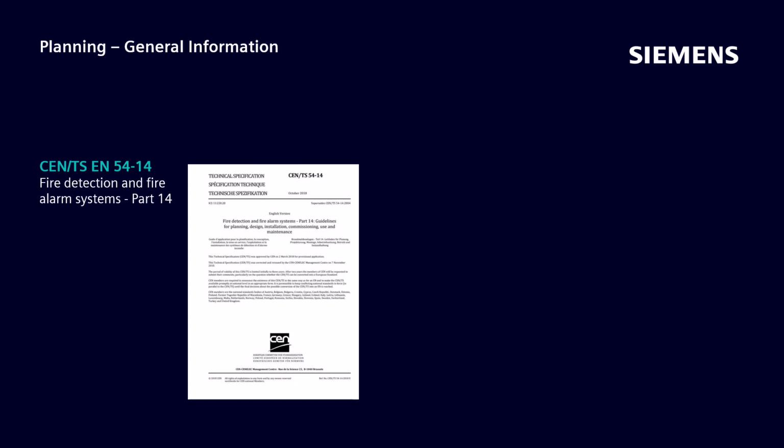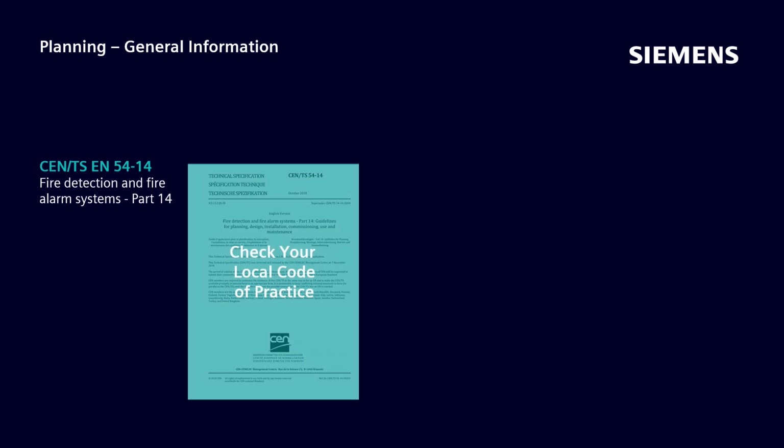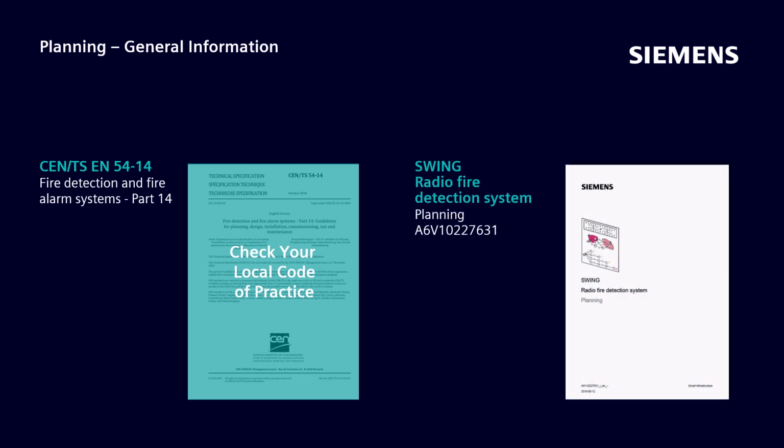Let's start by reviewing some important documents that support the design and planning of your fire detection system. One key reference is CEN TSEN 54-14, a European technical specification. Keep in mind that regional regulations may impose additional requirements as specified in local codes of practice. Additionally, the SWING Radio Fire Detection System Planning document provides detailed guidance. This document can be downloaded from the STEP web client platform using the appropriate document number.